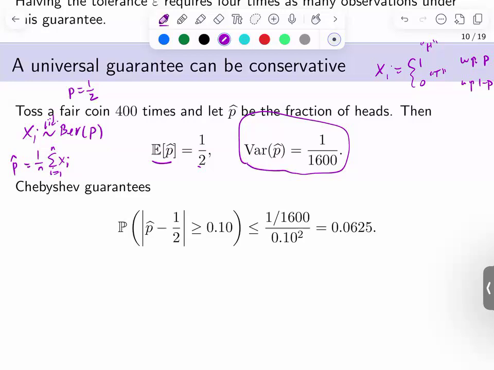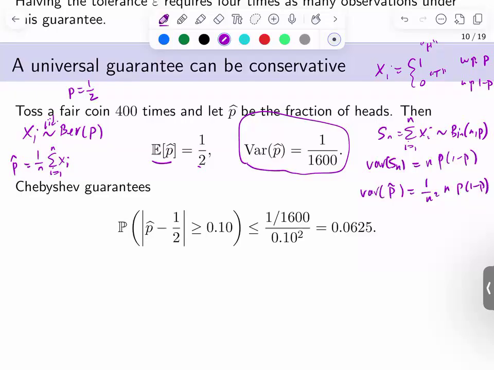Arun is saying it's n times p times 1 minus p for variance of x, then over n squared. Yes. You can think of it as the sum. The sum is binomial, right? And so the variance of the sum would be n times p times 1 minus p. Then the variance of x bar, which is p hat, would be 1 over n squared times this. You get p times 1 minus p divided by n.